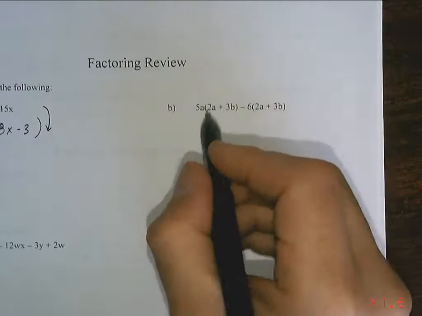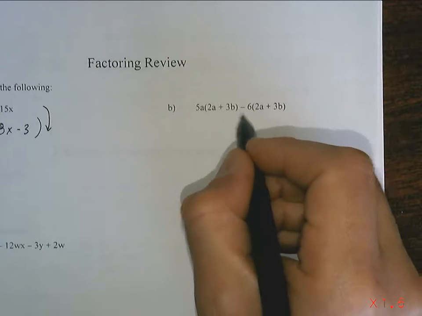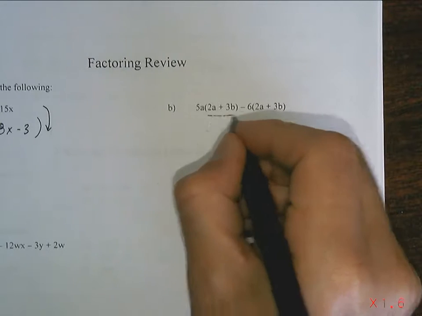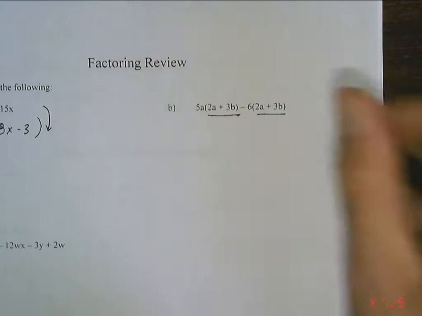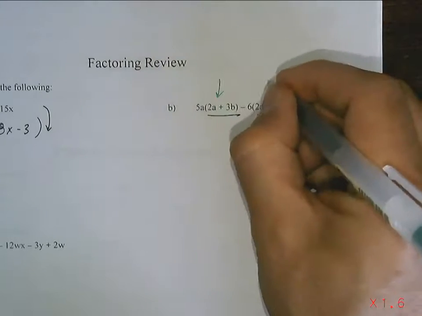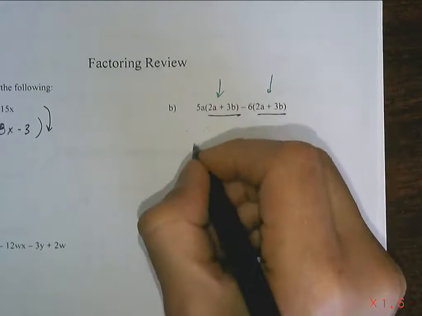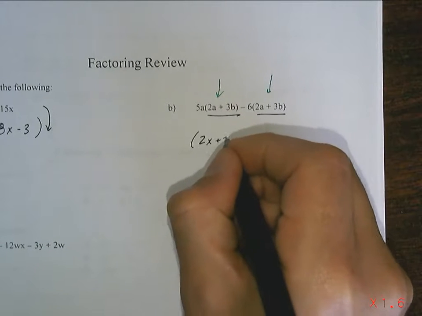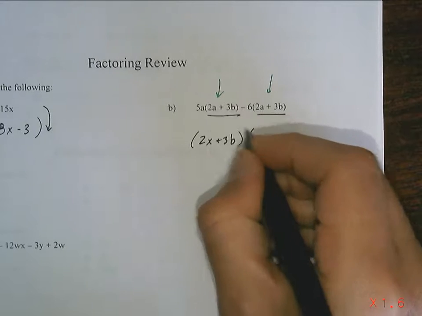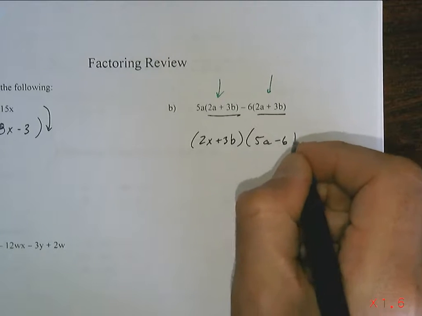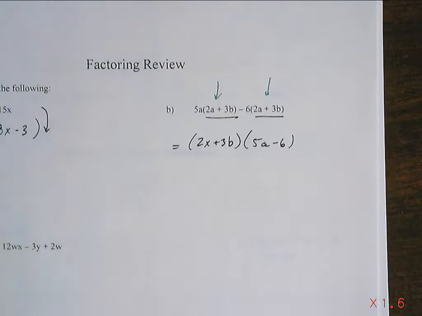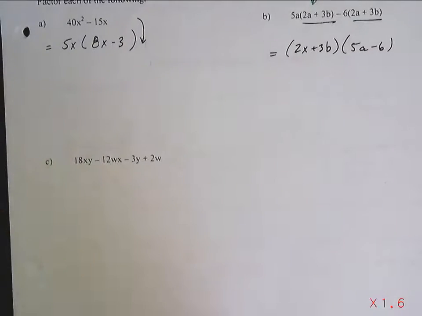Factoring review, we can also common factor out a binomial. So this binomial and this binomial are the same in both of these terms. So the terms are being separated by the subtraction. So 2x plus 3b times what's left over, 5a minus 6, and we are done. That's all it takes.